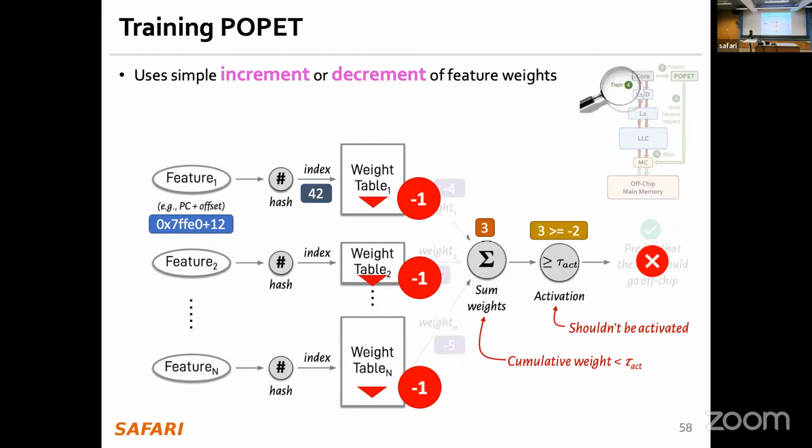Because in the end, we actually saw that it's not going to be off chip. So that means your threshold should have been, your sum of the weights should have been lower than the activation threshold. So you just simply decrement. So now you can think of the other way around also.